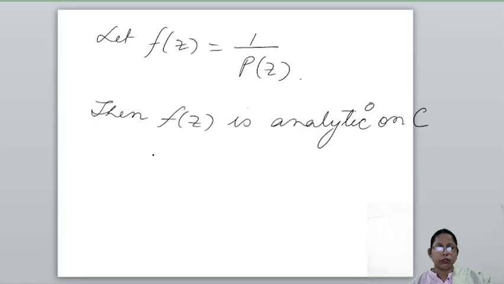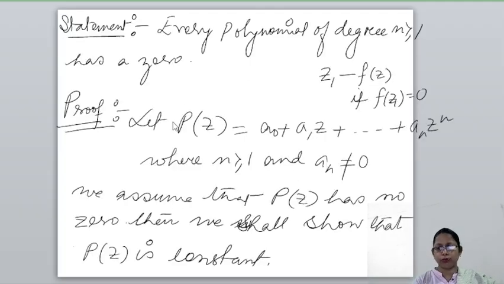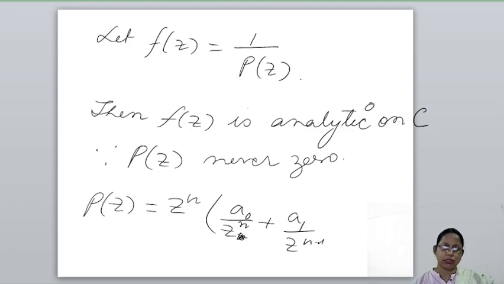Now, p(z) is never 0. Since p(z) is never 0, p(z) can be written in this form. Here from p(z) we take z^n common on the right hand side, then this can be rewritten as z^n times (a naught plus a1 by z plus dot dot dot), the last term being a_n by z^n.